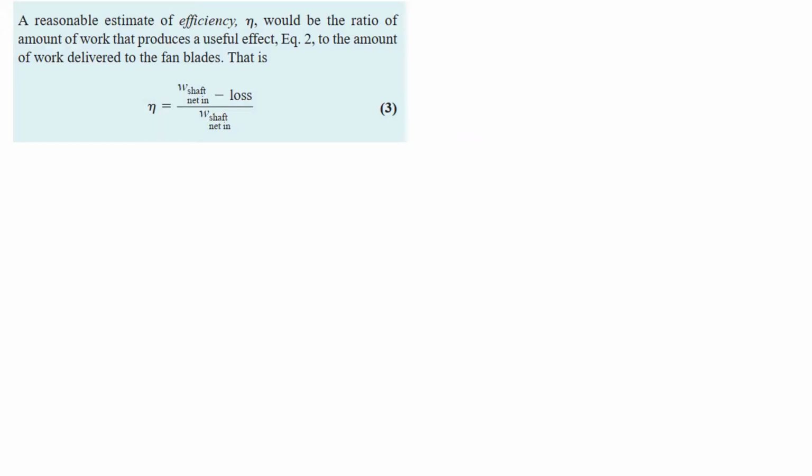So this is what our equation for efficiency will look like. This is the actual work that I defined in the previous slide, the actual work including the losses. The one without the losses will be my ideal work, which does not include any losses. So the ratio of these two will give me my efficiency.